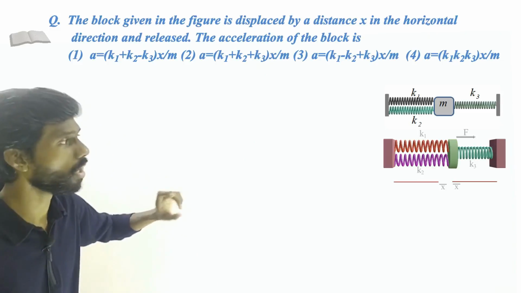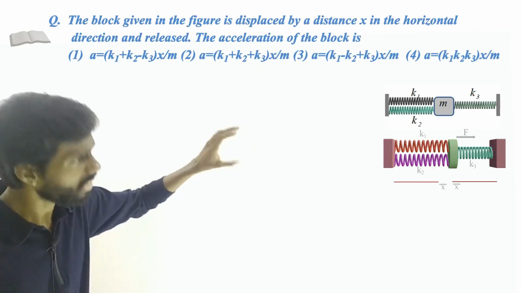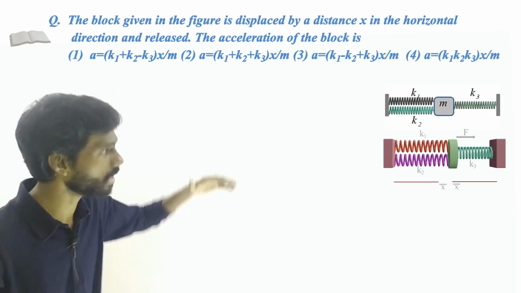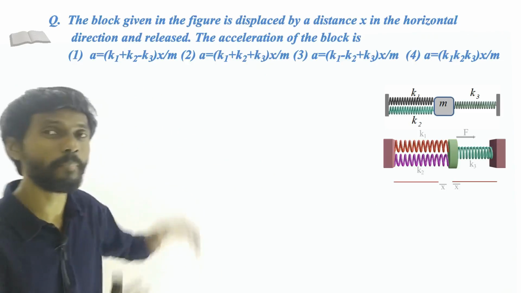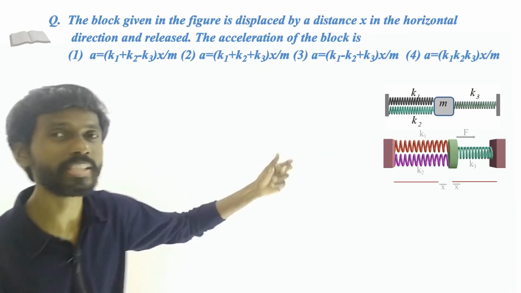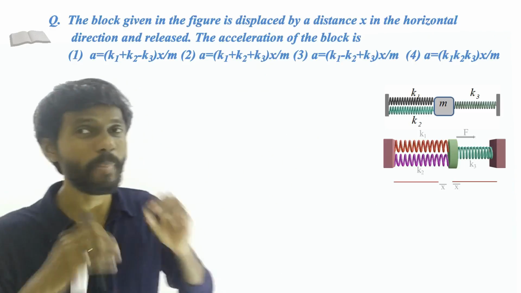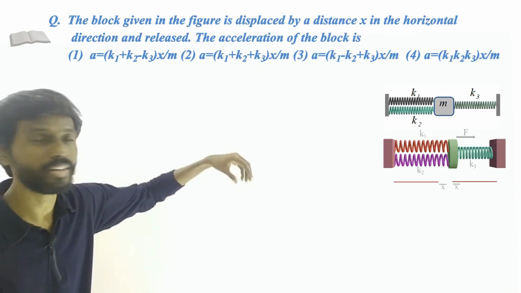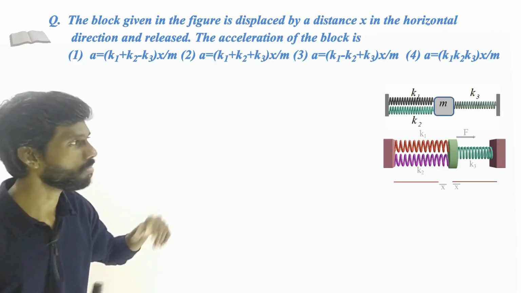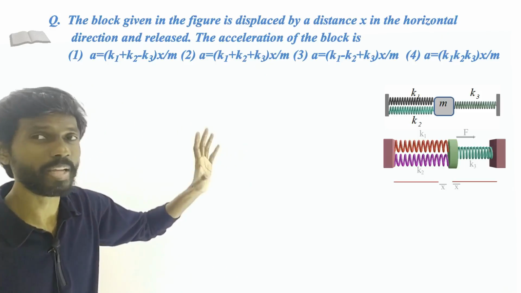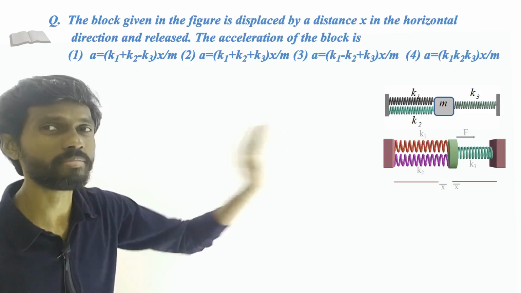But what is the force on the block due to the first spring? Are these three springs connected in series or parallel? It looks like these two springs are connected in parallel and the third spring is connected to them in series. But actually all the three springs are connected in parallel only, because the block is in the middle, not at the end. So now we'll go back to the basics. This block is displaced by x units to the right.